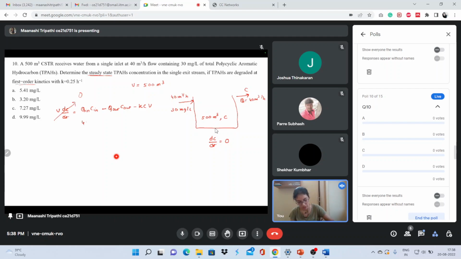Rest of the things we know. How much is Q in? 40 meter cube per hour. How much is C in? 30 milligram per liter. How much is Q out? 40 meter cube per hour. C out we need to find out, and K is 0.25 per hour. See, if this K is given in terms of per day, then we need to change this. Either we need to change this in hour, or we need to change this meter cube per hour into meter cube per day. Then only solve. All the units should be similar. K, C we need to know. Volume is 500. Okay. Solving, this is 1200 minus 40C.